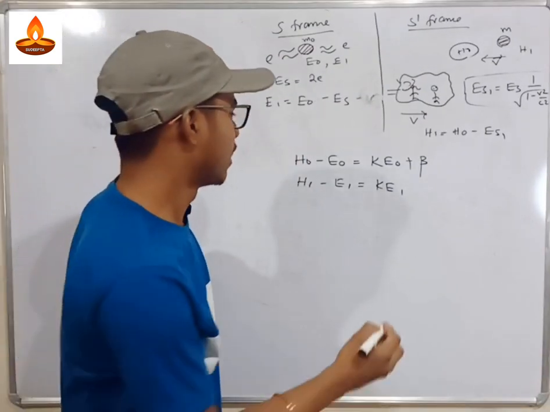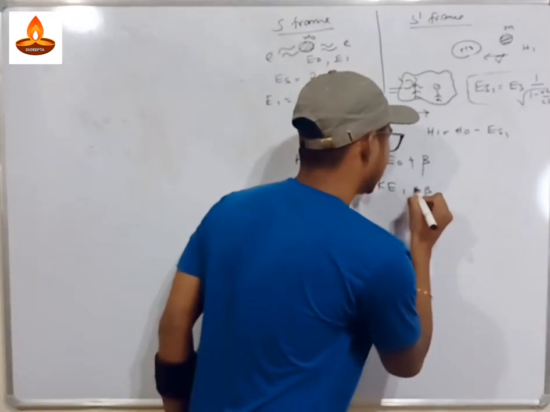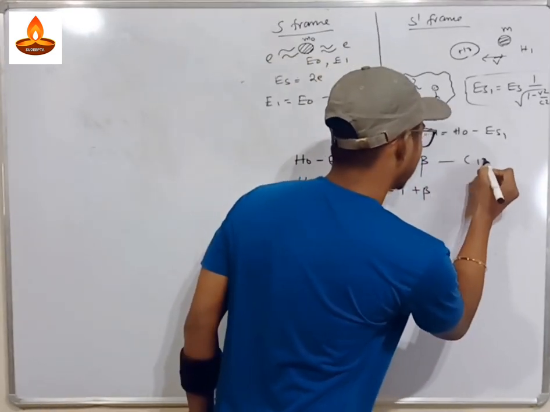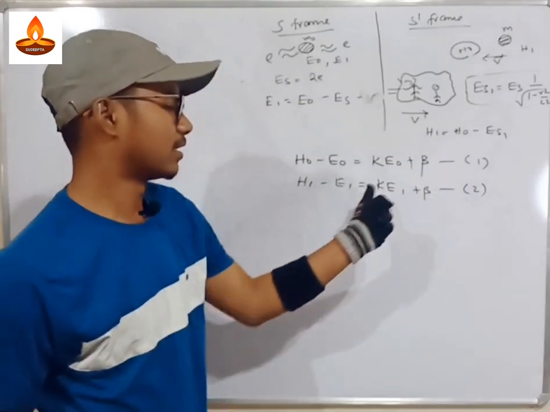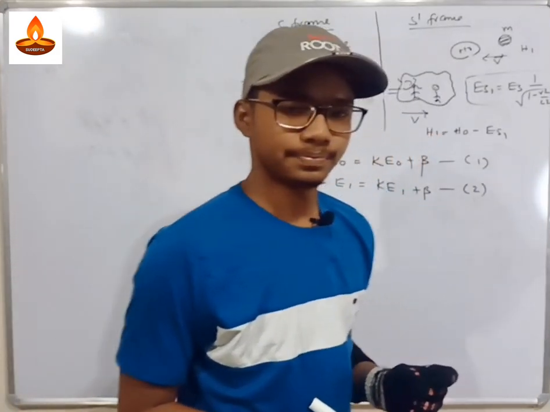Some kinetic energy after emission. Let's say this is also constant beta. Let's say this is equation 1 and this is equation 2. Okay, this is equation 1 and this is equation 2.